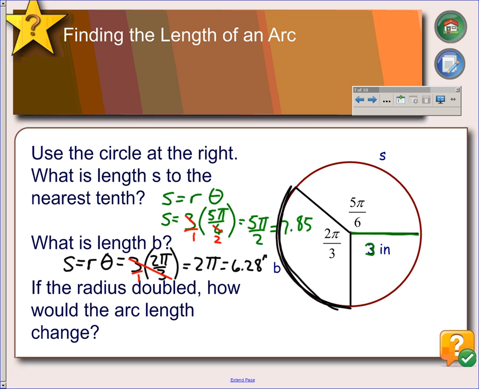If the radius were doubled, how would the arc length change? So using our formula, S equals r theta, if the radius becomes twice as big, then the arc length would also become twice as big because instead of r being 3, it would be 6. So it just doubles everything.